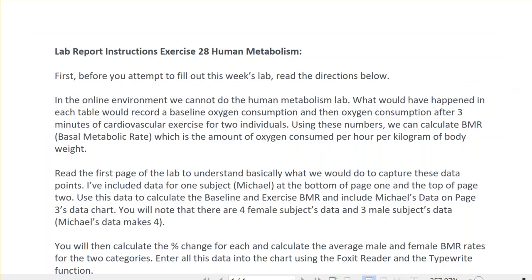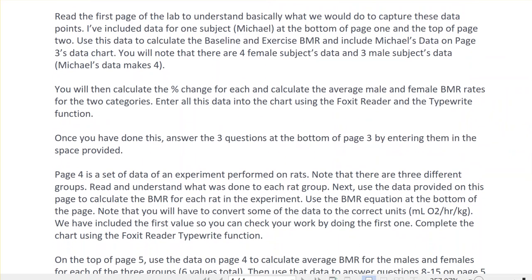First off, just take a look at these lab report instructions. They're pretty useful. They do a really nice job of explaining why we did what we did with measuring people's oxygen, and then they walk you through the steps you need to do. The first thing you're going to do is read through the first page of the lab, and then you're given some data. Since you're not generating the data yourself, you'll be given Michael's data, which will be in red ink. And then you're going to calculate a percent change.